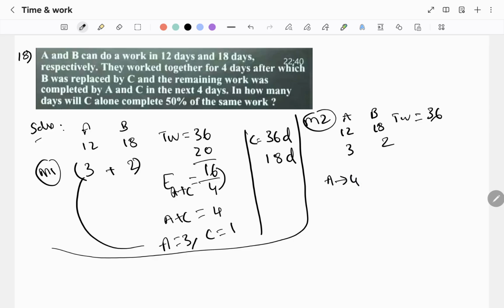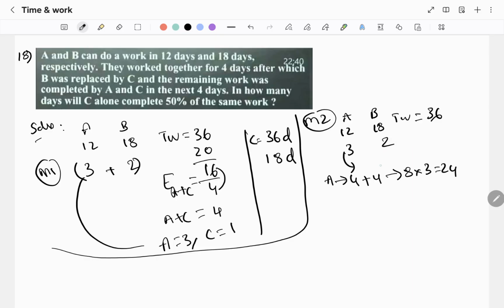Then A was replaced by C, and the remaining work was completed by A and C in again the next 4 days. So totally A worked for how many days? 8 days. Now what is A's efficiency? 3. So 8 into 3, 24 parts of the work, who has done? A has done. Then B has done how many parts?